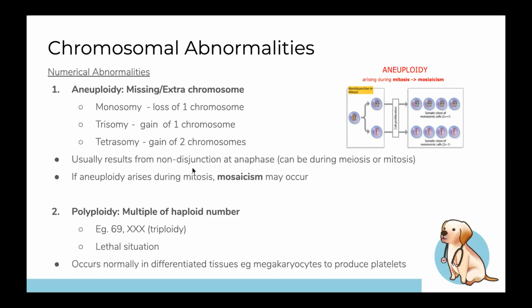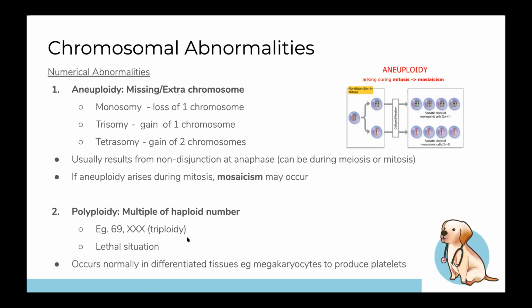So your second type is polyploidy. That's just a multiple of your original number. So if we usually have 2 pairs of 23 chromosomes, here you've got 3 of those 23, so it's triploidy, you've got 69. In this case, it's going to be lethal.